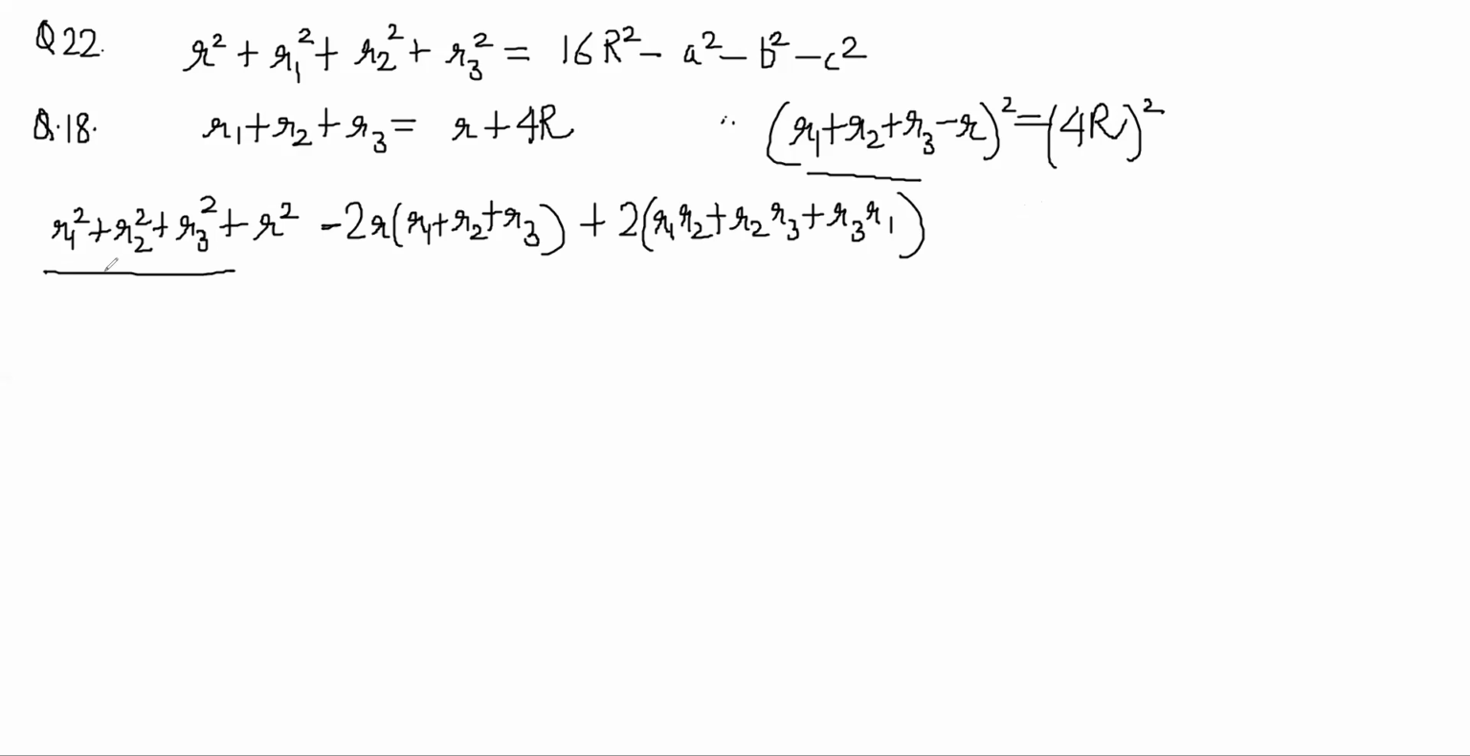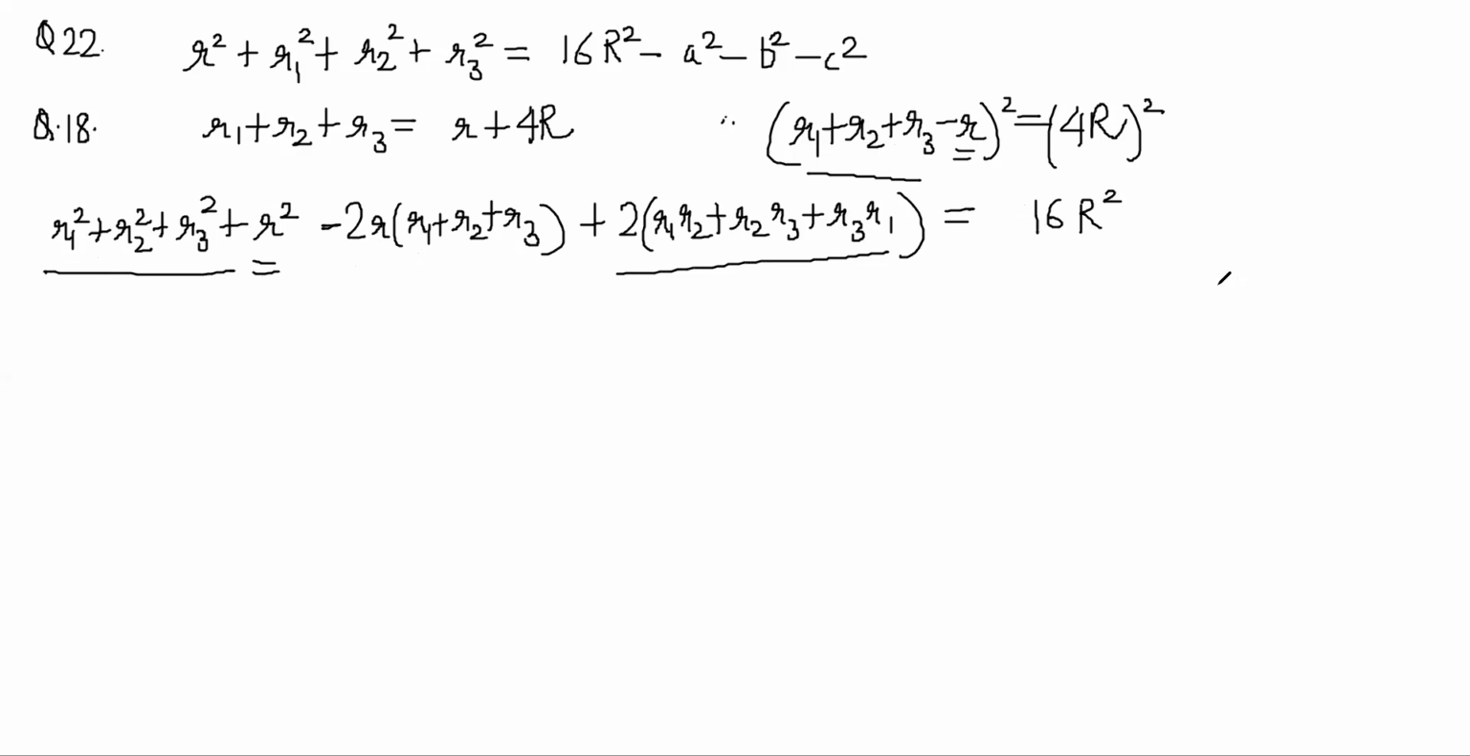Are you sure that this is the correct thing? See, this plus this is equal to (r1 plus r2 plus r3) whole square, right? And this is this square, and minus 2r into this is minus 2ab term, right? This should be equal to 16r square, correct?